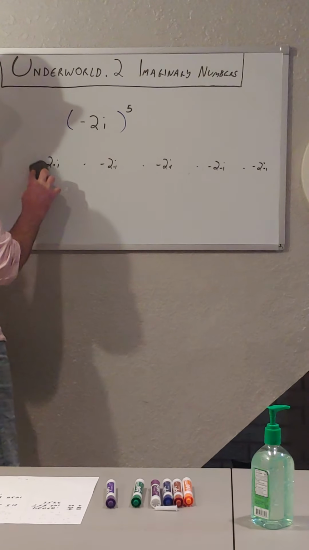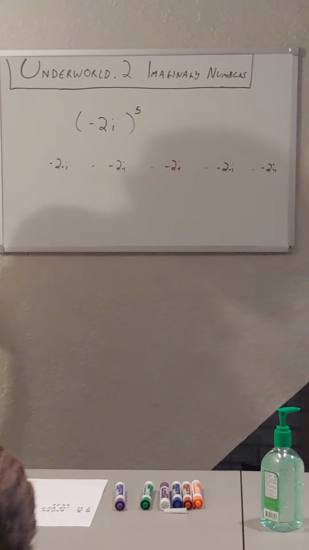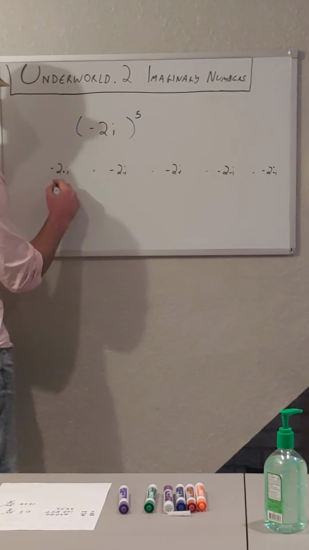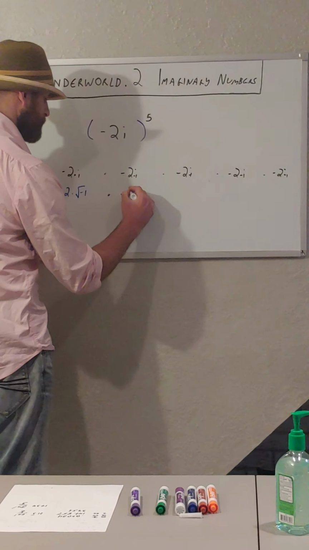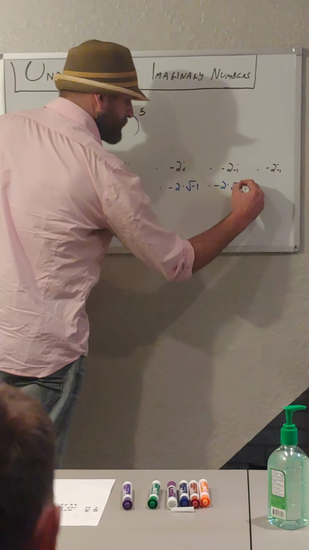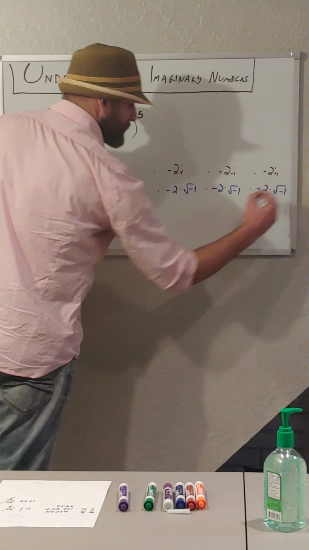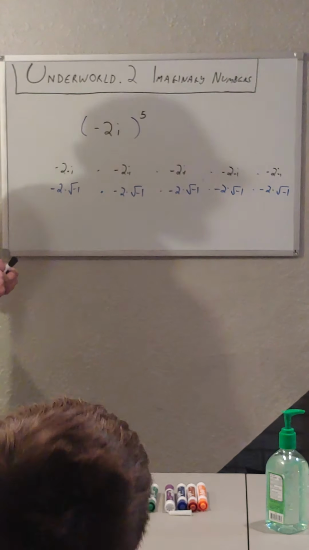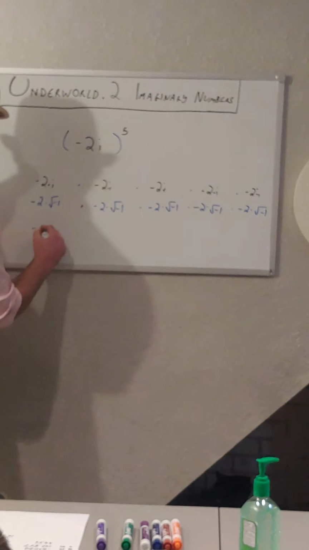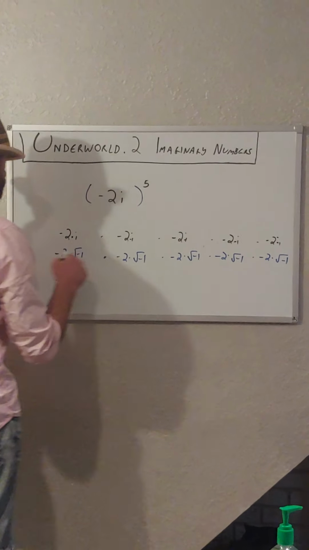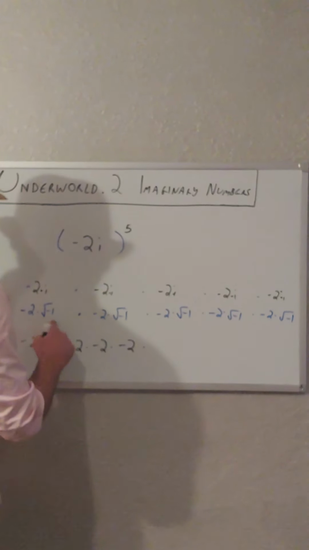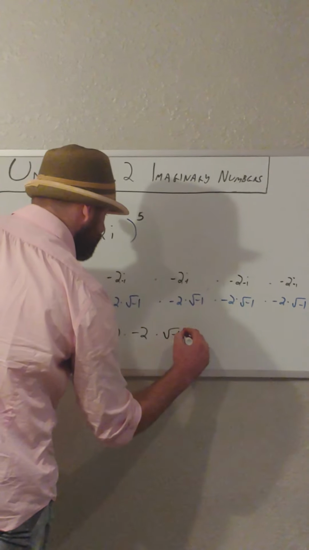And did anybody remember what i was the same as? What did i represent? Square root of -1. Square root of -1. All right, everybody following me up to that point? Okay, so since multiplication can be done in any order, I'm going to put all of these, there's 1, 2, 3, 4, 5 of these, I'm just going to move those all to the front. And then there's 5 of these as well. I'm going to move those all to the back.